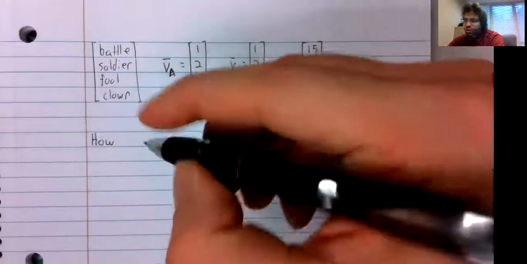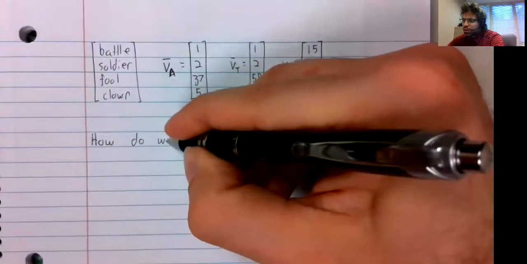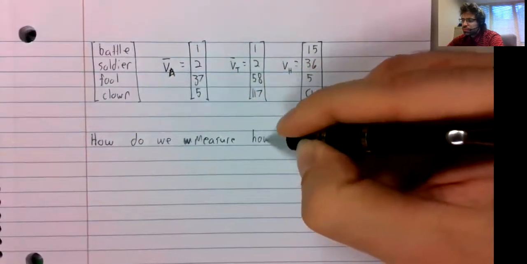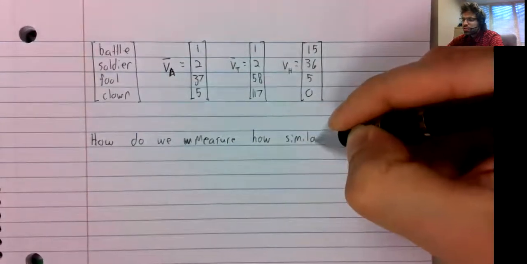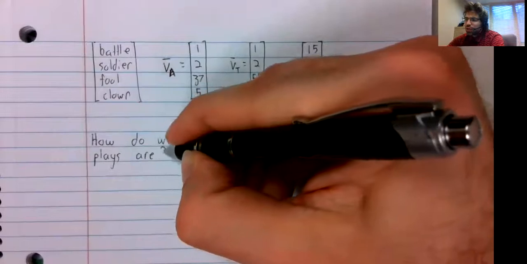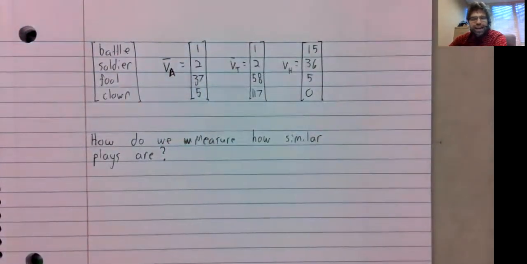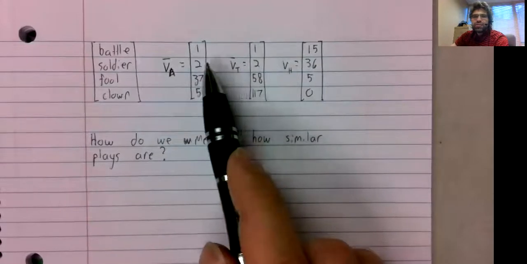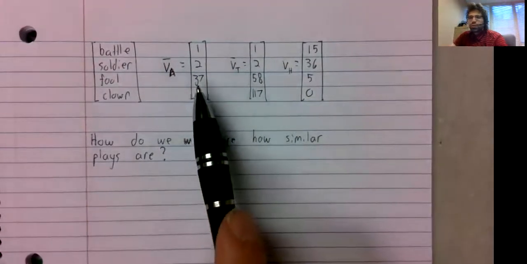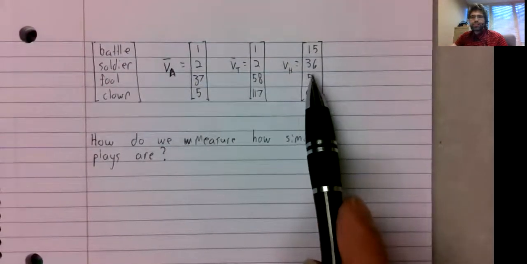And now we ask the question, how do we measure how similar the plays are? And the answer to that question is that we've defined the distance between two vectors. So we can very literally measure how far away these plays are from each other versus, for example, how far As You Like It is from Henry V.